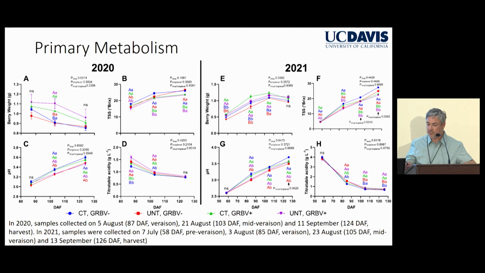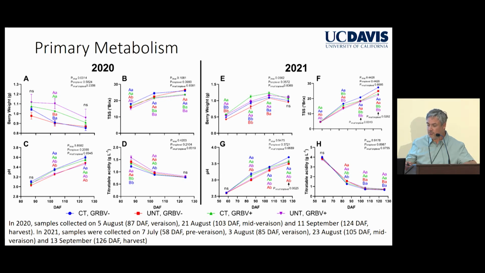So in 2020, we've seen there was, by harvest, no significant difference of berry weight with either of the treatments. However, there was a transient effect at mid-veraison where virus increased the berry size. It didn't last to the end. And then again in E for 2021, we've seen a similar trend that there was some transient effect of virus increasing berry size as well as cluster thinning. But by harvest, again, it was not a significant difference.